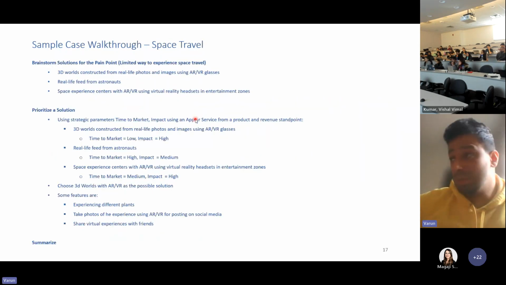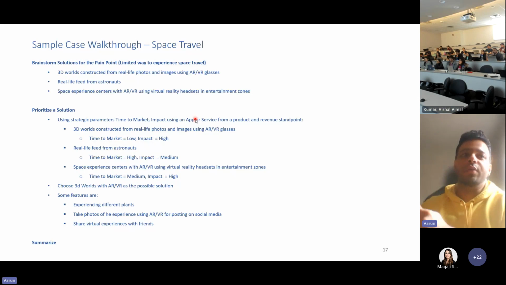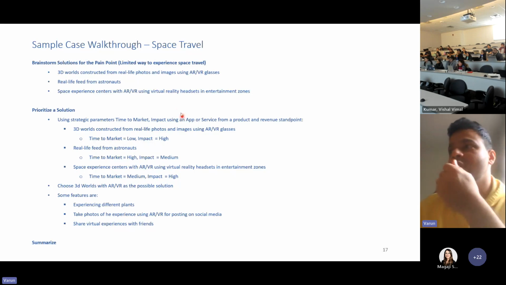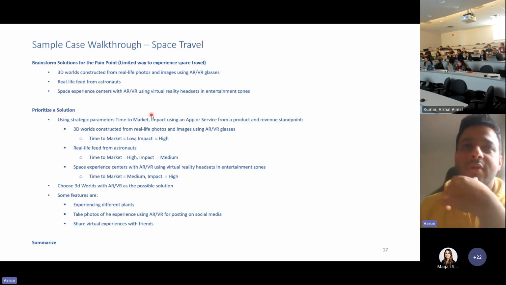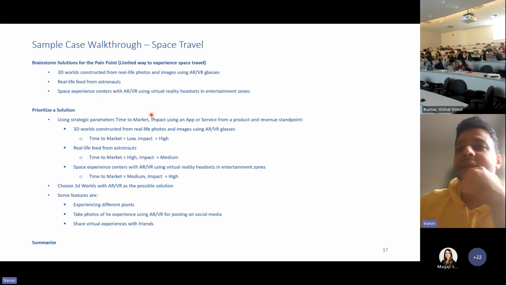And then brainstorming solutions, right? How do you design solutions for somebody to experience space travel in a limited way? And this goes back to the earlier question, right? There's AR, VR technology available. A lot of tech companies sell these headsets, etc. What I said was you construct 3D worlds based on real life photos and images, but use AR, VR and give that experience. So I would feel like I'm sitting in space or I'm sitting on or living on another planet.